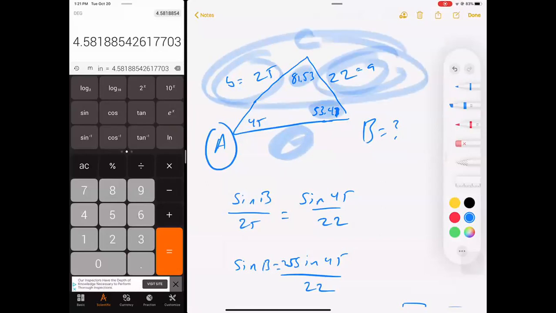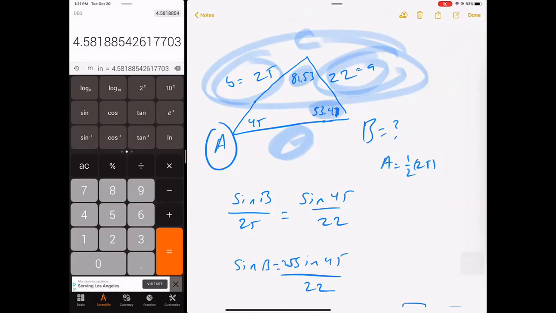Okay. So if the triangle isn't automatically SAS, you could do some triangle solving so that we do have SAS, and then we can do 1/2. Area for this triangle is 1/2 times 25 times 22 times sine of 81.53. And that will give you the area of this triangle.